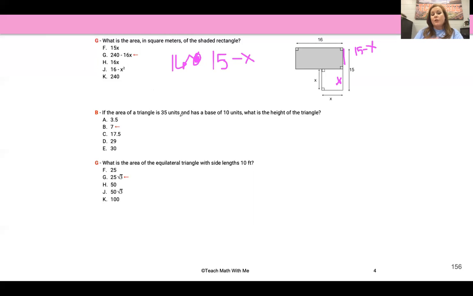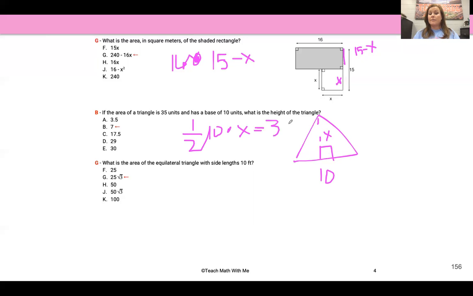Here we've got area of a triangle is 35 units. It has a base of 10. So if you have to, draw it out. Here's the height. We know the area is 35, the base is 10. We don't know what the height is. So you've got 1/2 the base times the height equals 35. So this is going to be 5. So now you get 5x equals 35. So that means x will be 7.